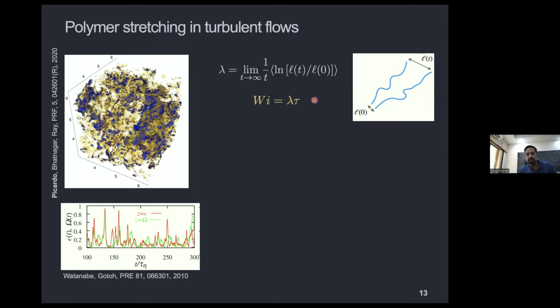And then you can imagine that if the Weissenberg number is greater than 1, certainly these polymers should stretch on average, or should have stationary statistics that involve extended polymers.